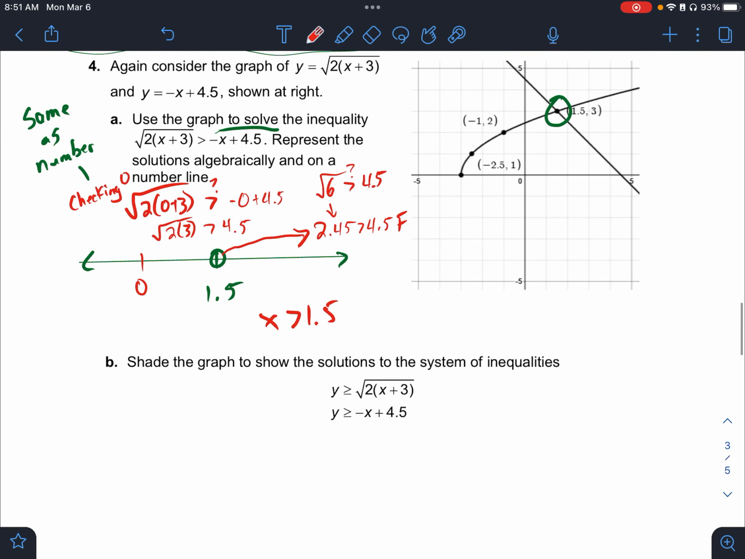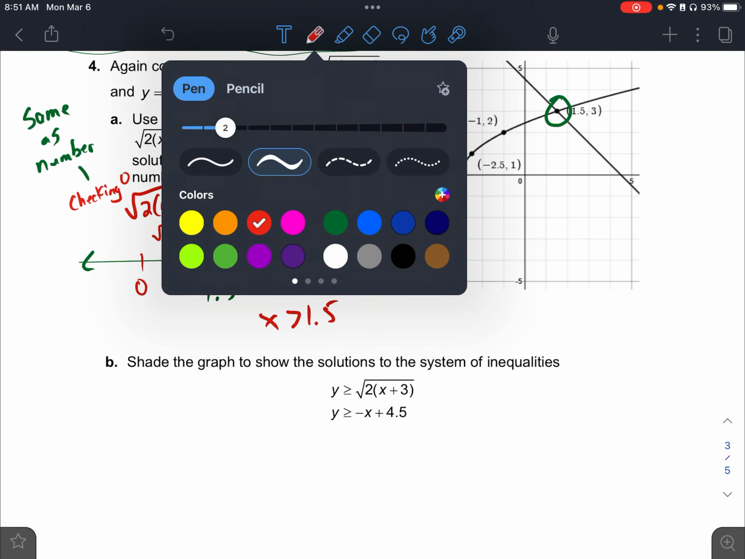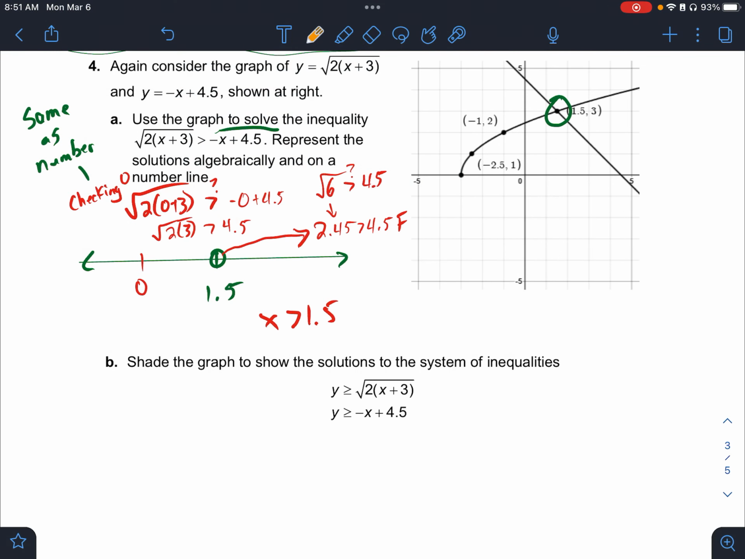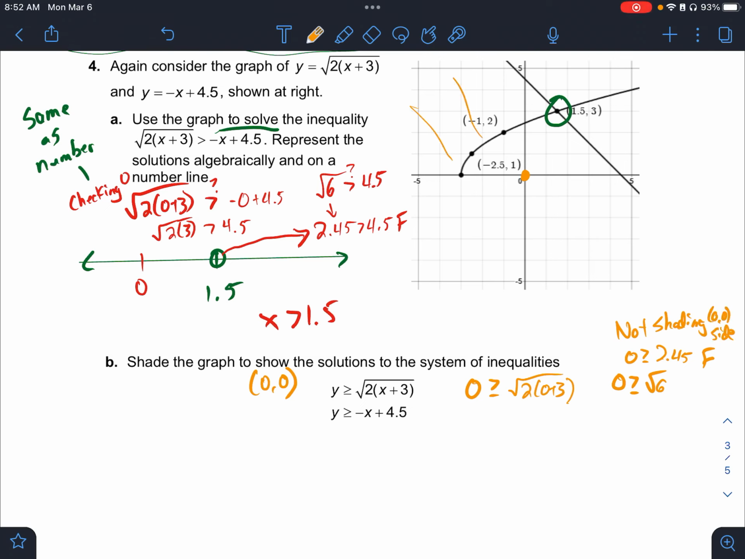And then when I look to shade here, to conclude the inequality part, this one's a little bit weird as my equations or graphs are just a little weird, but pick a point not on there. 0, 0. Okay? So if I check at 0, 0, I have 0 greater than or equal to square root of 2 times 0 plus 3. Does this look familiar? Oh, wait, we actually did this in the problem above. I have 0 greater than or equal to the square root of 6, or 0 greater than or equal to 2.45. This is false, okay? Which means I am not shading the 0, 0 side. So that means I'm shading everything kind of up this way, not towards 0, 0.